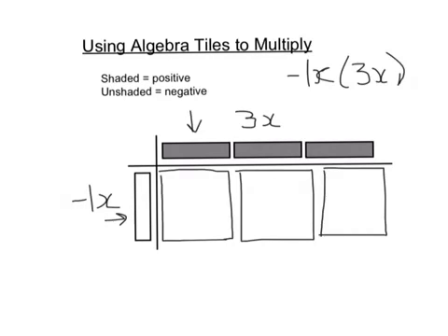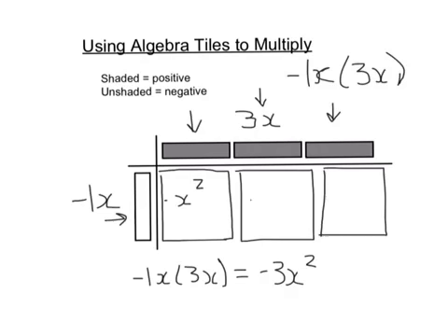For my second one, I'm multiplying a positive by a negative again, so that one's also going to be negative. And then for my last one, I'm multiplying a positive by a negative, so it's also going to be negative. So now what I have inside is my answer. When I multiply negative 1x times 3x, my answer is negative 3x squareds. I have a negative x squared here, a negative x squared here, and a negative x squared here. So I have negative 3x squareds. All right, let's look at another example.